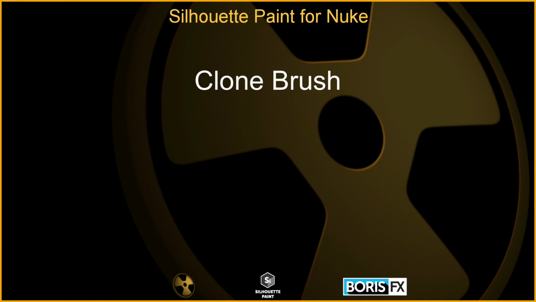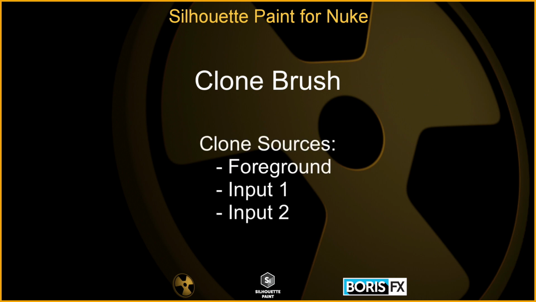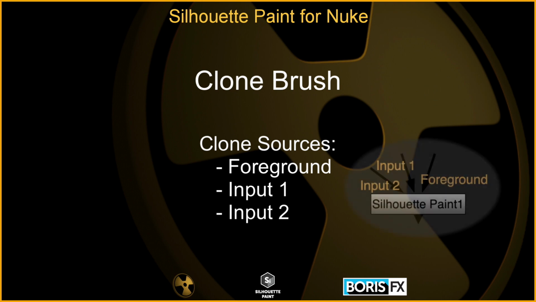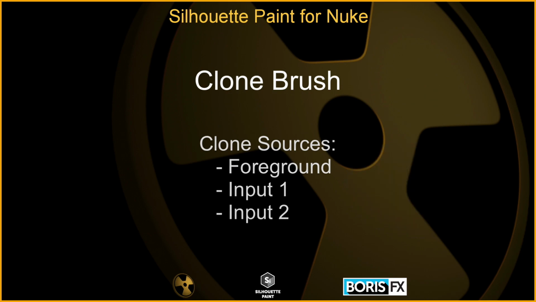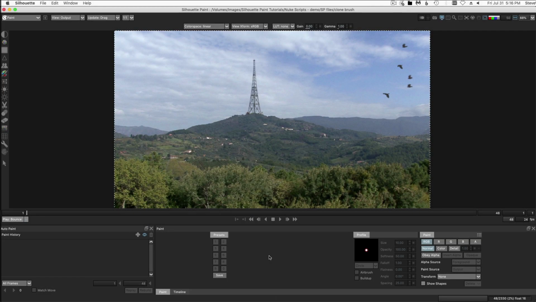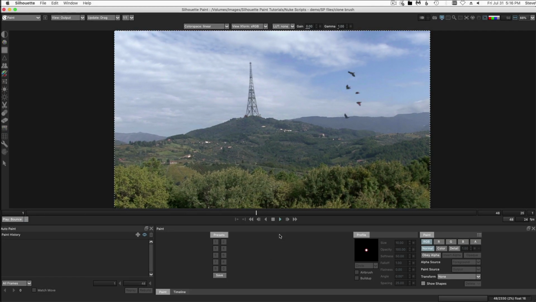In the Auto Paint demo, I used intraframe cloning within the same frame. So here we'll look at interframe cloning between different frames. And those different frames can be either frames from the input clip or frames from the 2 additional input options on the Silhouette Paint node.